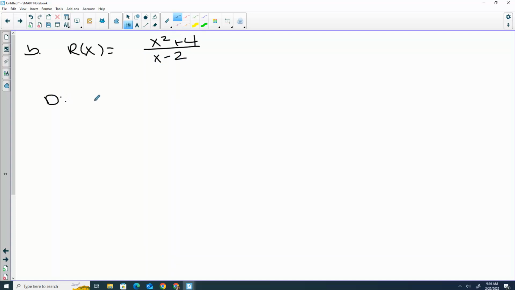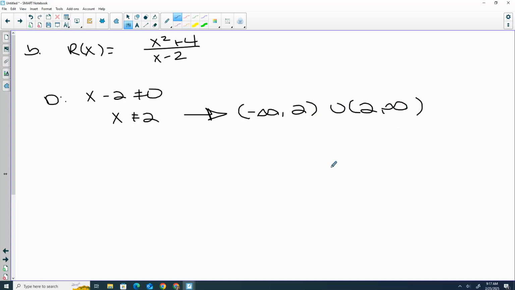Domain. In a fraction, the bottom cannot be 0, so x cannot be 2. Now, if it's only one value that x can't be, I have asked you to give me the interval, so it's everything except 2. So -infinity to 2, union 2 to infinity. How do we know the vertical asymptote? It's just when the bottom does equal 0. So it's at x equals 2. The reason x is not in the domain is because there is an asymptote there.